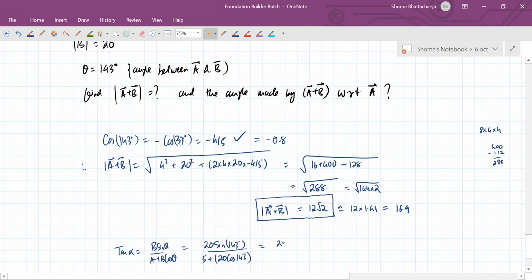Okay, so similarly this will become 20 into 3 by 5 upon 5 plus 20 into minus 4 by 5. So this will become 12 upon, oh sorry, 4, not 5. Magnitude of A was 4.